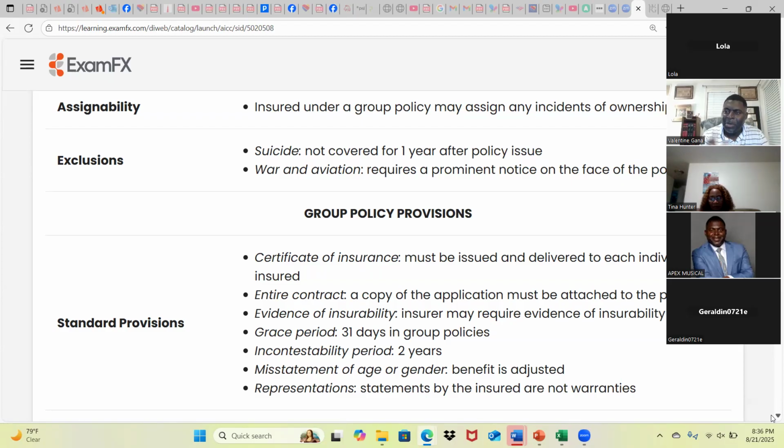You will see this in the exam. They will ask questions regarding that. Remember that it is always the adjustment of your face value.